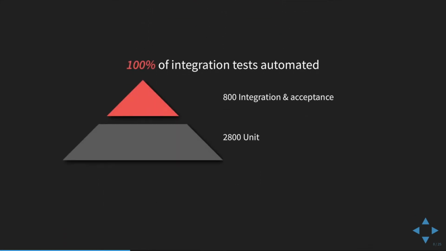If we look at the test pyramid, we have approximately 2,800 unit tests. We do TDD, and they are, of course, developed and maintained by the developers. And for the Hiptest platform, we have around 800 integration and acceptance tests. These tests are maintained within Hiptest. And of course, because we do continuous deployment, we don't have time to run the scripts manually, so everything is automated. We automate 100% of the scripts.